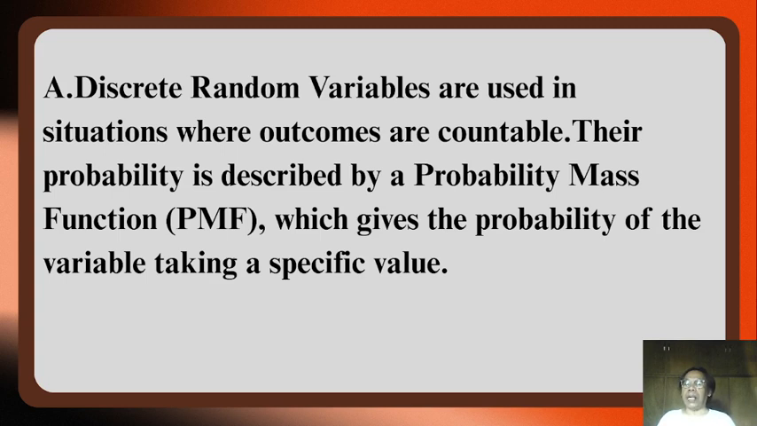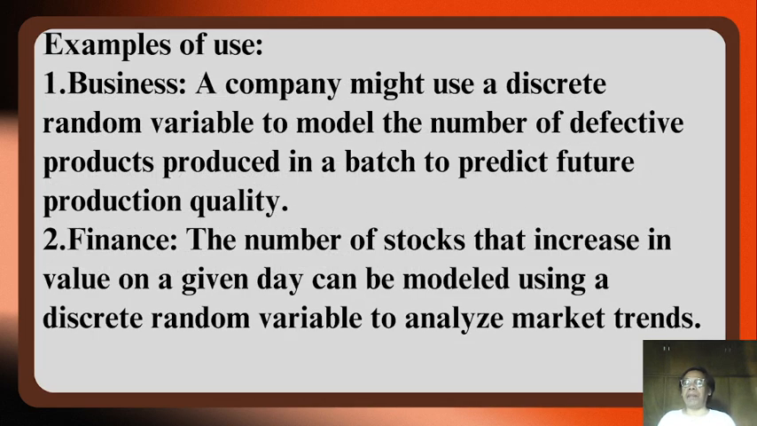Their probability is described by a probability mass function, which gives the probability of the variable taking a specific value. Examples of use: in business, a company might use a discrete random variable to model the number of defective products in a batch to predict future production quality.